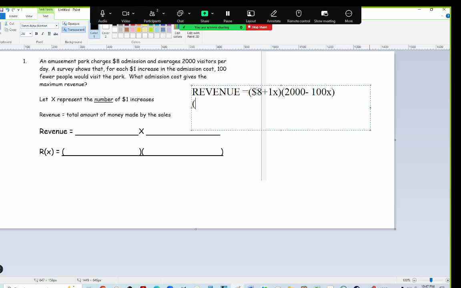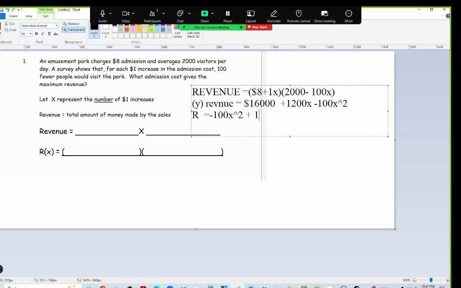But remember that the y value here is measuring revenue. So if we FOIL it, I'm going to do the math for you. We FOIL it. x squared, right? The middle terms always adjust. Minus 800x plus 2000x. You'll want to rearrange it in the right order. So revenue is equal to negative 100x squared plus 1200x plus 16,000. Okay, what's next?